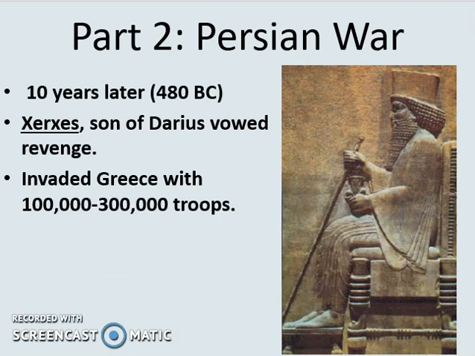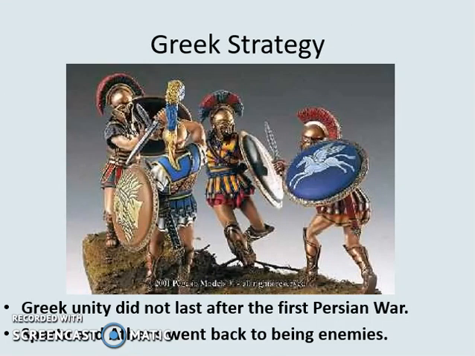So 10 years goes by, and there's a little bit of fighting here and there, no big, huge battles. In this time, Darius is no longer ruler. His son Xerxes takes over, and Xerxes is then going to attack again, and he's going to mount a very large attack. He's going to have somewhere between 100,000 and 300,000 soldiers with him to attack Greece.